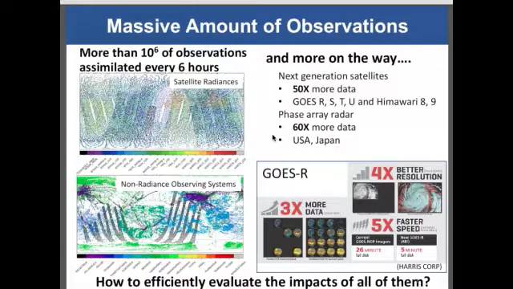So for example, the next generation geostationary satellites, like the GOES and the Himawari series, and also the phased array radar. So both the United States and Japan have those. Compared to the older version, these new systems generate 15 times more data. So these are all very good, but the real question is how do we efficiently evaluate the impact of them?